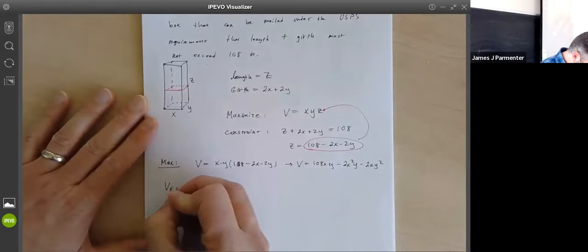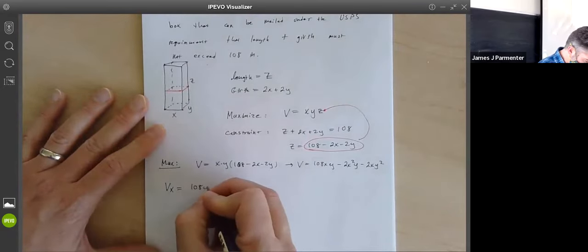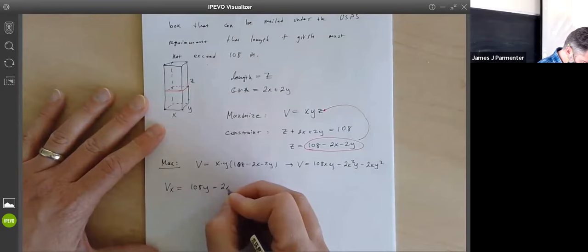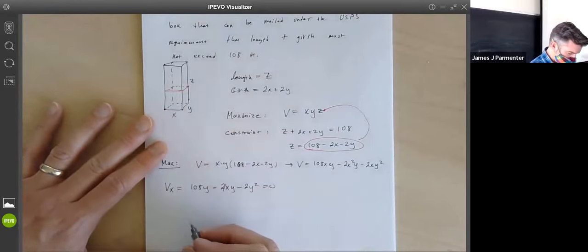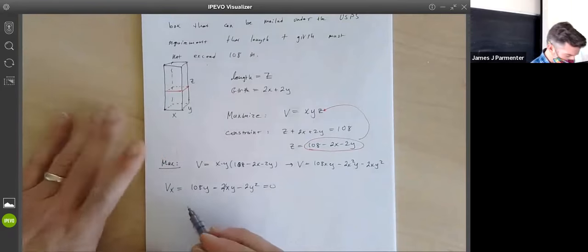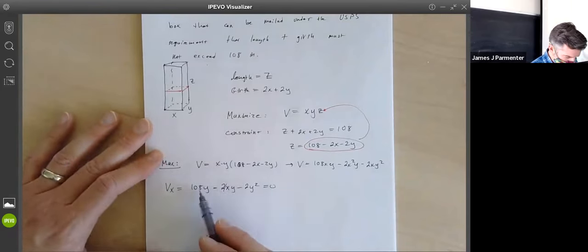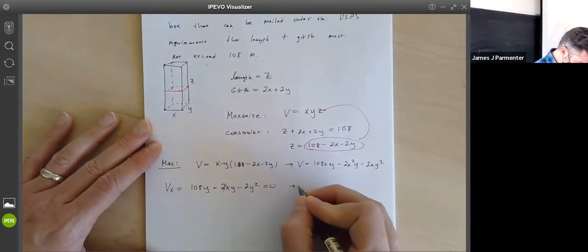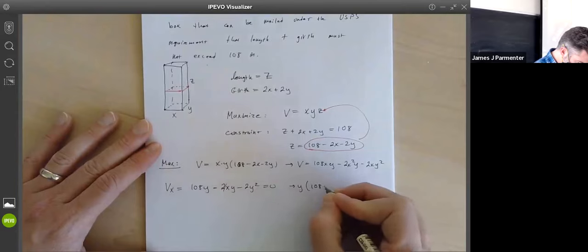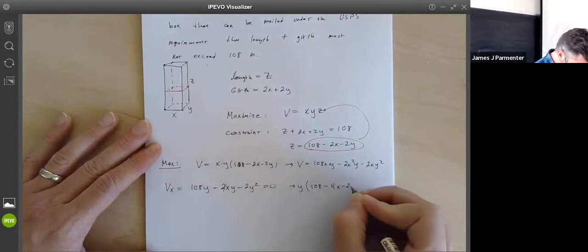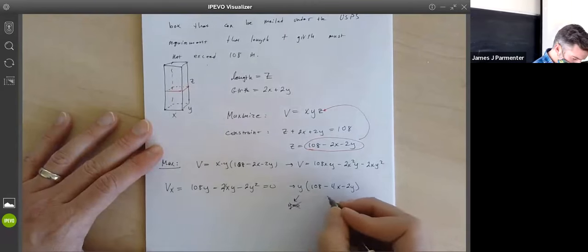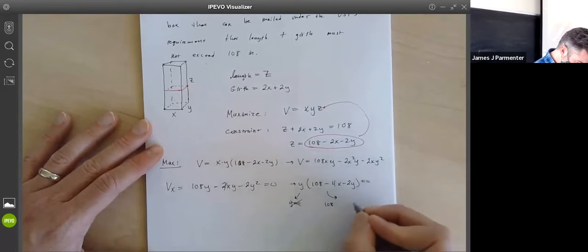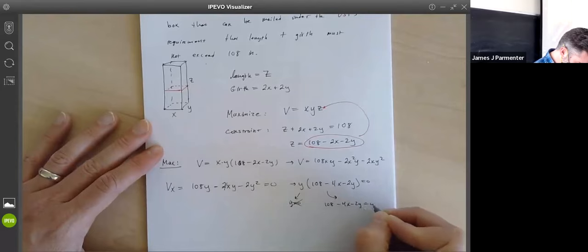So let's find our partials. Vx is 108y minus 2x, sorry, 2 minus 4xy, apologies, minus 2y squared. And Vy is going to be similar. I'm going to work with this one first before I write down Vy though. So setting this equal to zero, I seem to notice I can factor out a y. So I have y times 108 minus 4x minus 2y. So I'm either going to get y equal to zero, that's not going to be good, or 108 minus 4x minus 2y equal to zero.